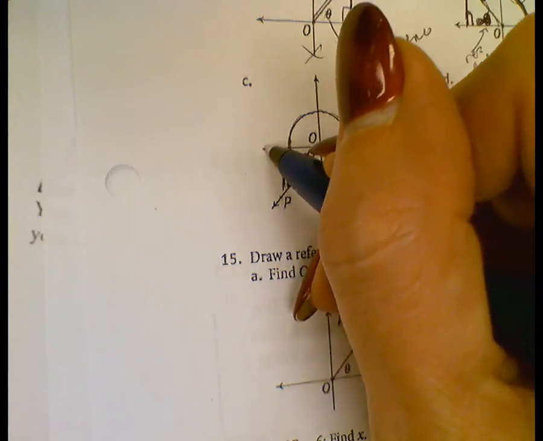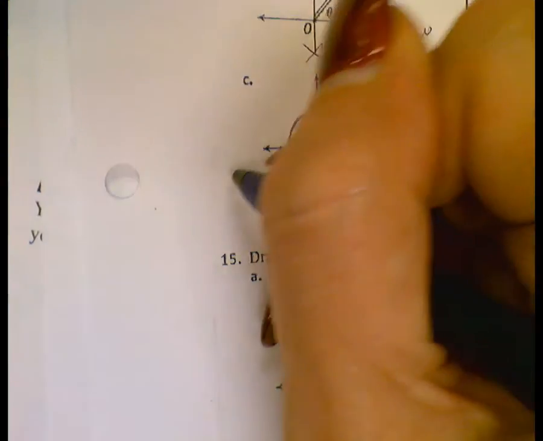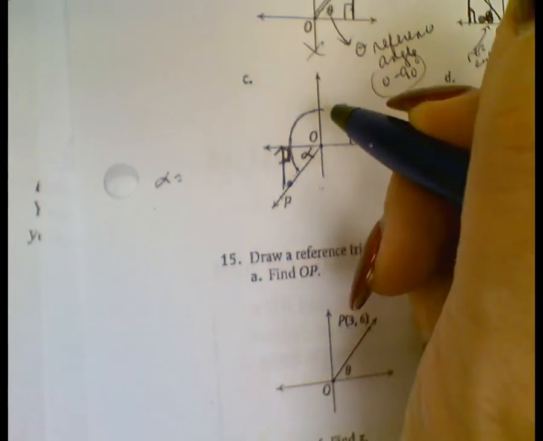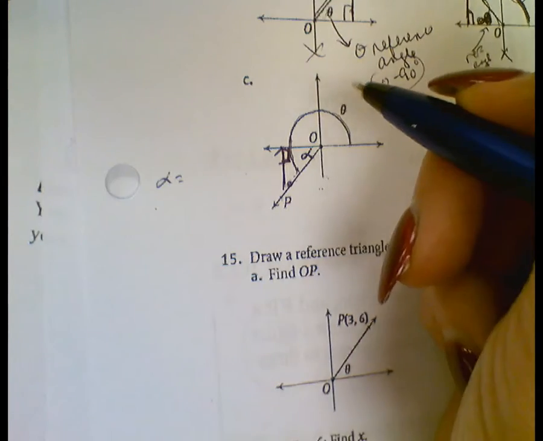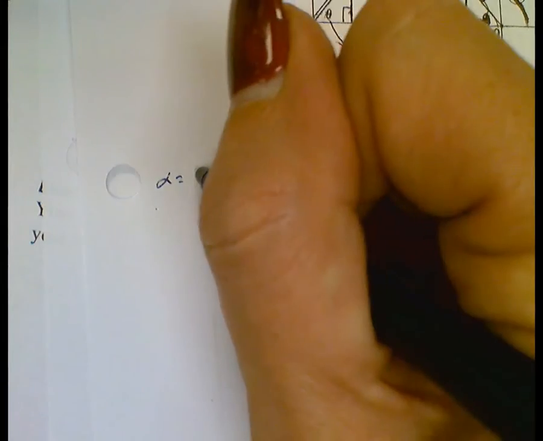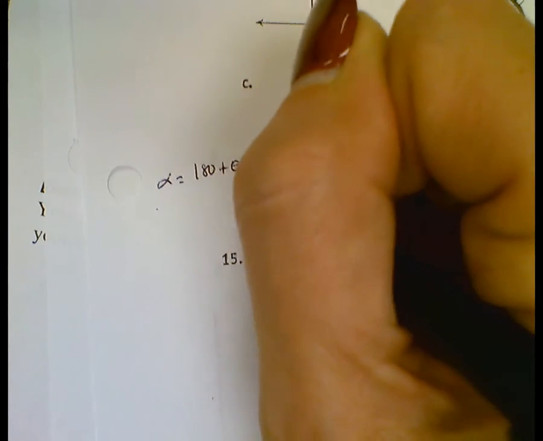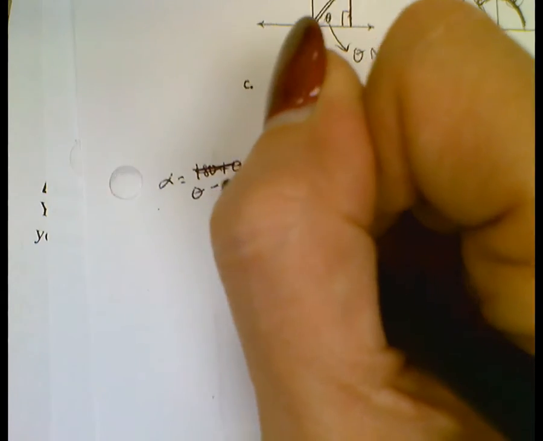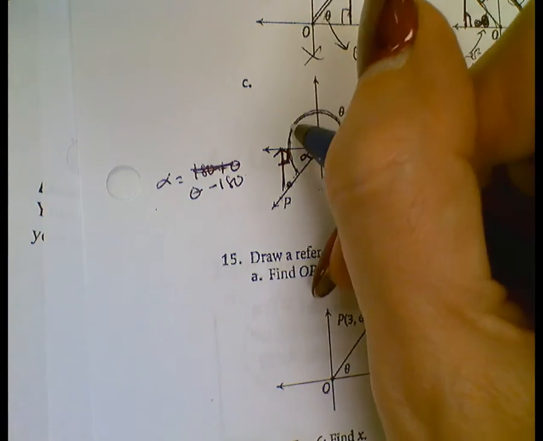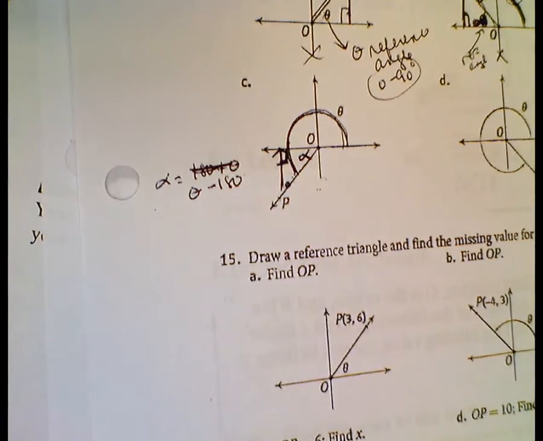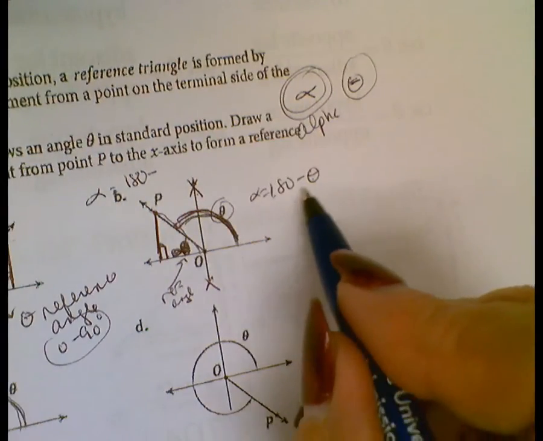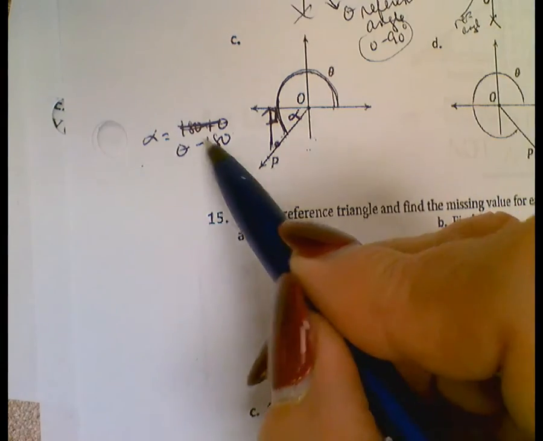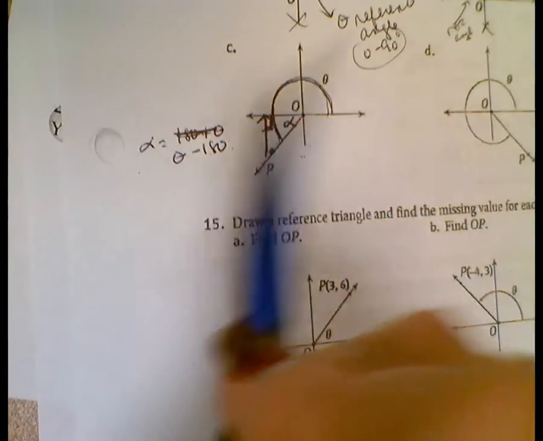Well, it's between 180 and 270. So to figure out what alpha is, it would be 180 plus theta. No, that's not right. Sorry. It's theta minus 180 because you went past 180. Over here it was 180 minus theta because it's smaller than 180. And this one, because it went past 180, it's theta minus 180 to get what that reference angle is going to be. We're going to be talking about this more later.